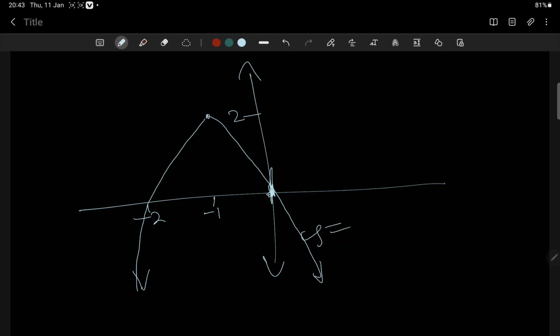y equals negative 2 (x plus 1) squared plus 2.